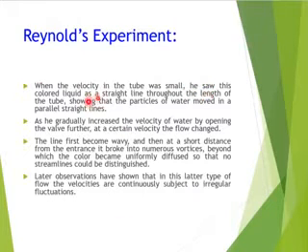When the velocity in the tube was small, he saw this colored liquid as a straight line throughout the length of the tube, showing that the particles of water moved in parallel straight lines. As he gradually increased the velocity of water by opening the valve further, at a certain velocity the flow changed. The line first became wavy, and then at a short distance from the entrance it broke into numerous vortices, beyond which the color became uniformly diffused so that no streamlines could be distinguished. Later observations have shown that in this latter type of flow, the velocities are continuously subject to irregular fluctuations.